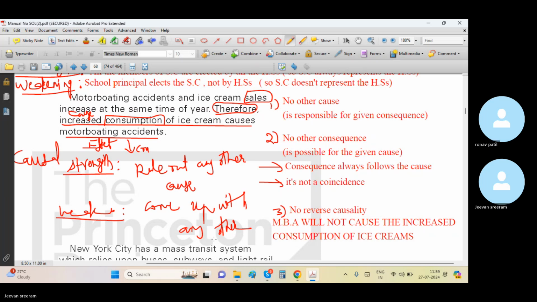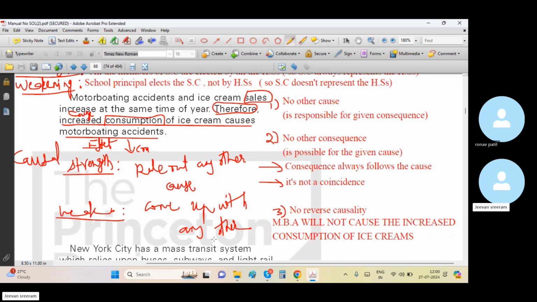If you come up with any other cause, that weakens the argument. If you come up with any other consequence, for example ice cream consumption has actually caused people to catch cold, you have come up with a different consequence, which weakens this argument. Right?